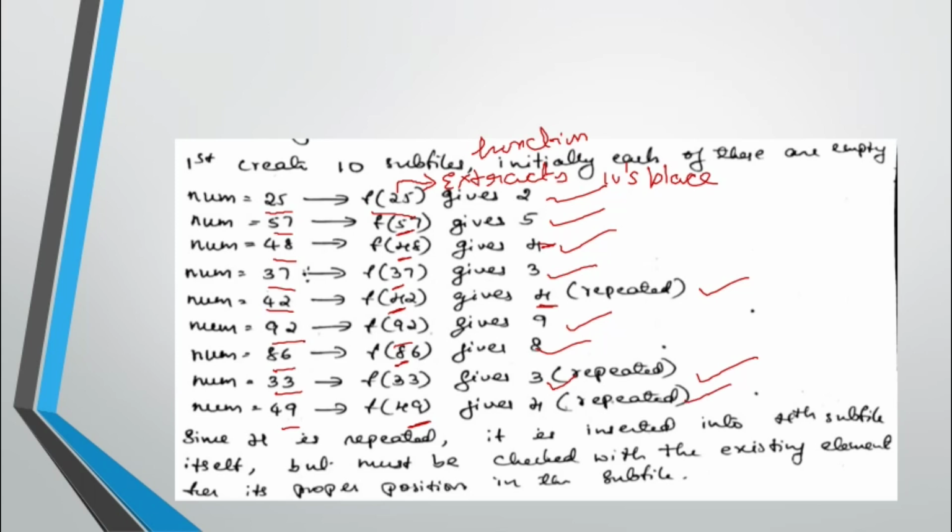Observe here students, since 4 and 3 both are repeated, it is inserted into the fourth subfile itself, but must be checked with the existing element. While you are putting it into the subfile, you have to see, students, that you put the numbers in the ordered way. So that is what you need to take care of. Let us see our 10 subfiles, whatever we have spoken about here, in the next slide.